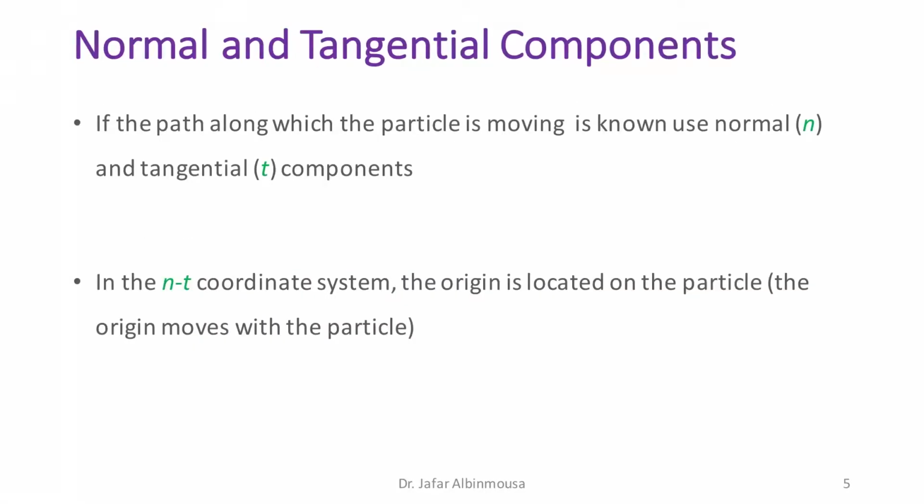So, if the path along which the particle is moving is known, then we can use the normal and the tangential component to describe the motion. Now, in the normal tangential coordinate system, the origin is located on the particle, and it moves with it. It is not fixed.